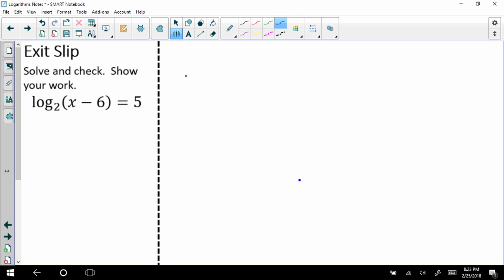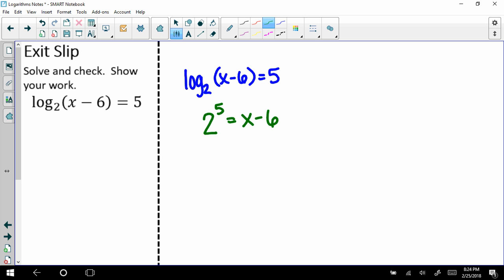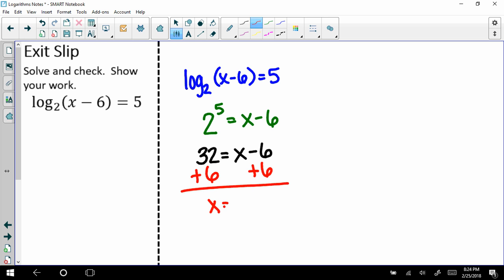Okay, so our first step is to isolate the log, which has already been done for us. The next thing then is to change the form. It's in log form, so we have to change it to exponential form. So 2 is the base. These break up, so 5 is the exponent. And then what's inside the log is on its own on one side. Now we solve for the variable. So 2 to the 5th is 32 equals x minus 6. So we're going to add 6 over, so x equals 38.